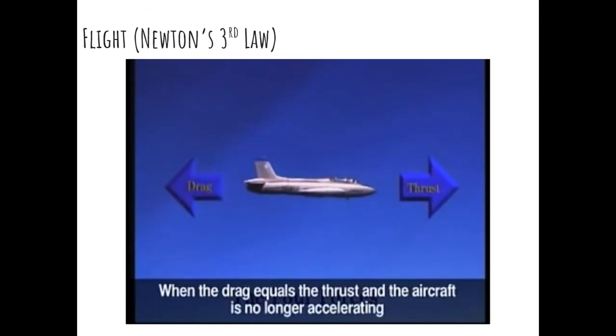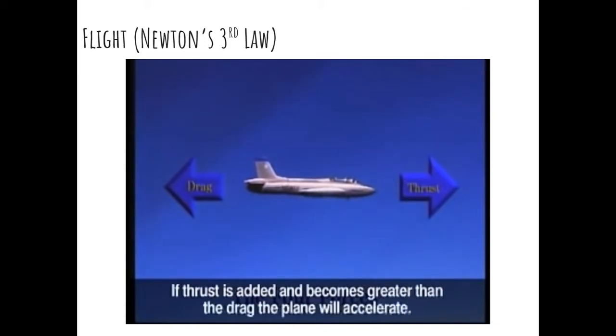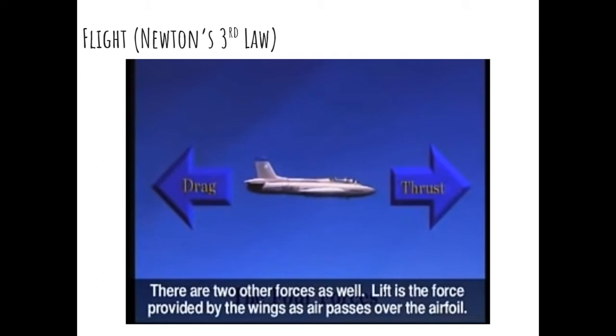When the drag equals the thrust, then the aircraft is no longer accelerating, but remains at the same speed since the forces are equal. If thrust is added and becomes greater than the drag, the plane will accelerate. As the plane's speed increases, the drag also increases until the thrust and drag are equal again. There are 2 other forces as well.